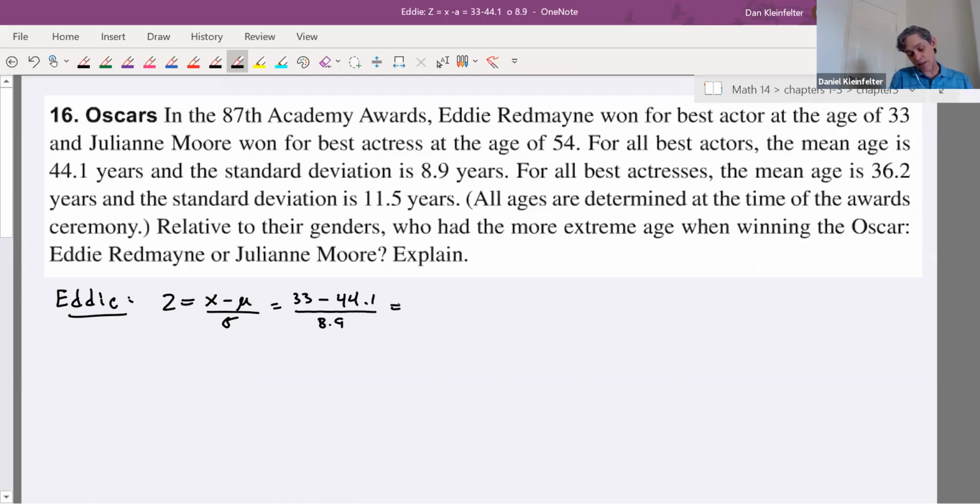So he was younger than average. They didn't ask us who was older. They asked us who had the more extreme age. So he is about 1.25 standard deviations below the mean.